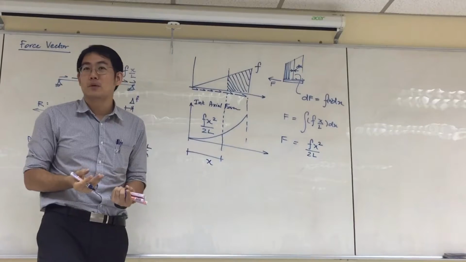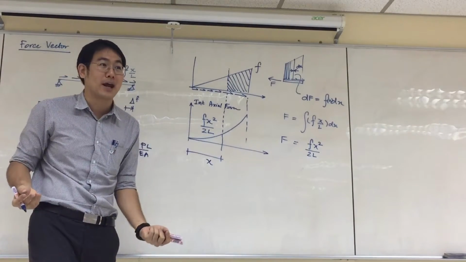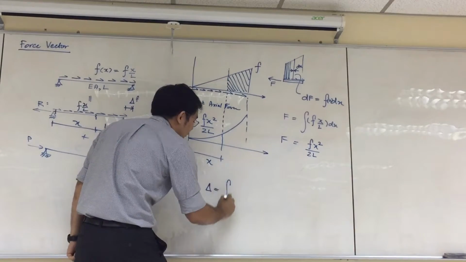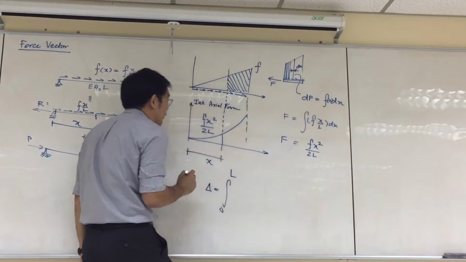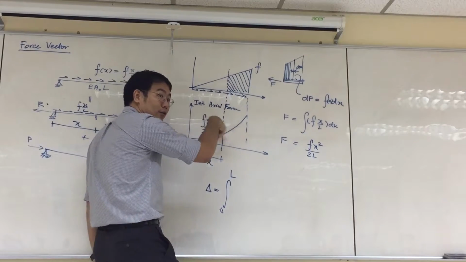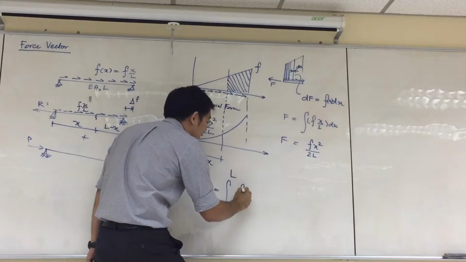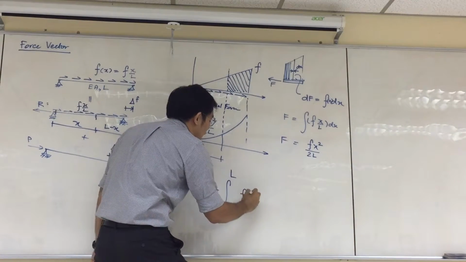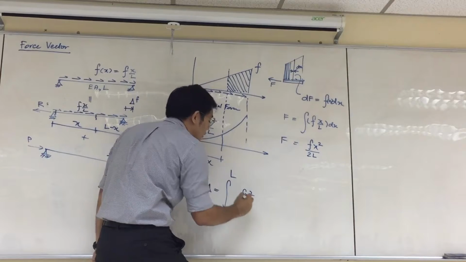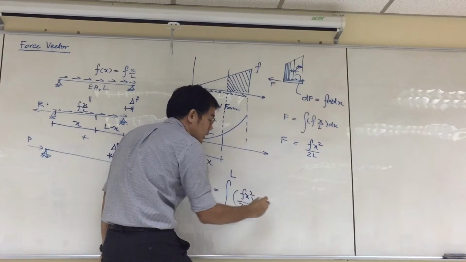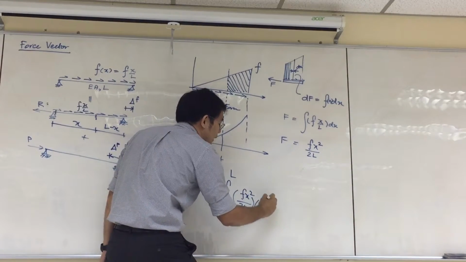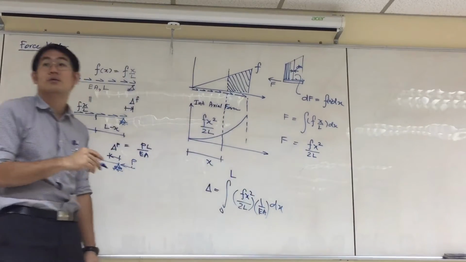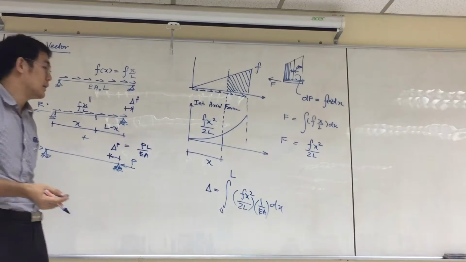So divide by EA, you get strain distribution as a function of x. You get the strain distribution, you integrate strain, you come up with displacement. So the delta is equal to the integral from 0 to L of this internal force Fx squared over 2L. This is force, so you need to change it into strain by dividing by EA, and then strain times dx. Alright, integrate it up.